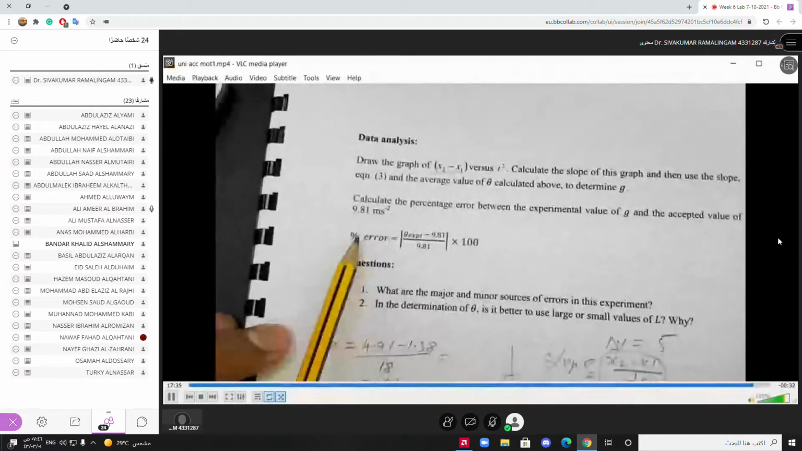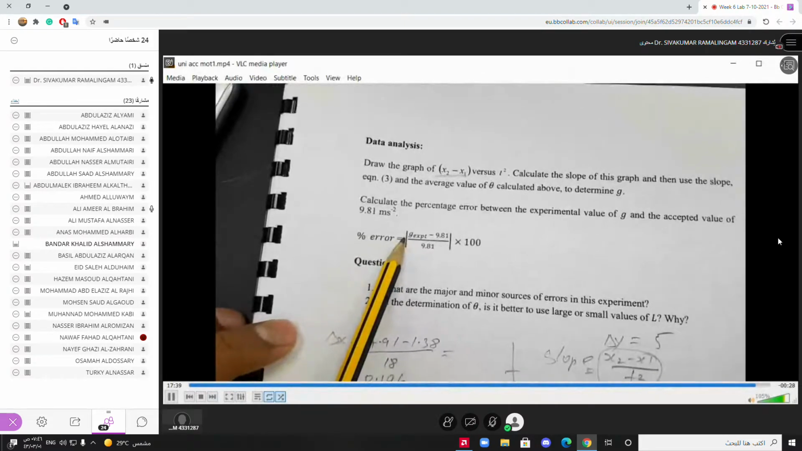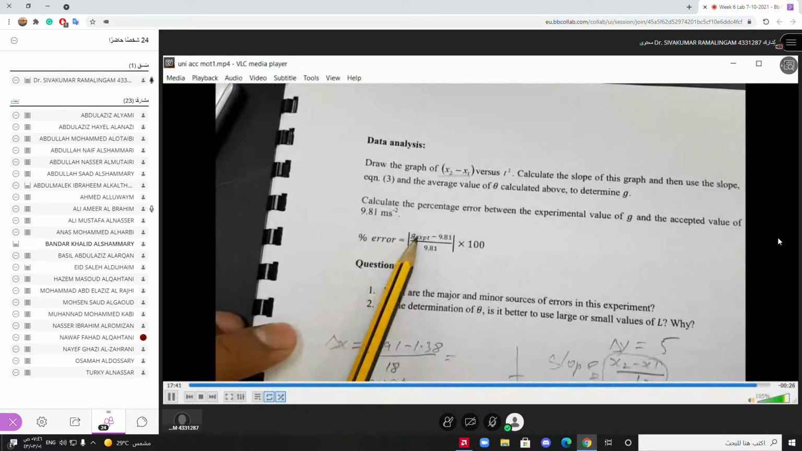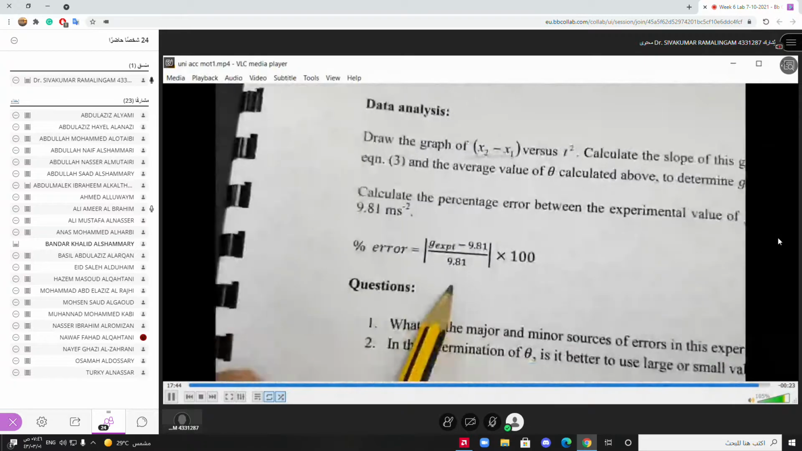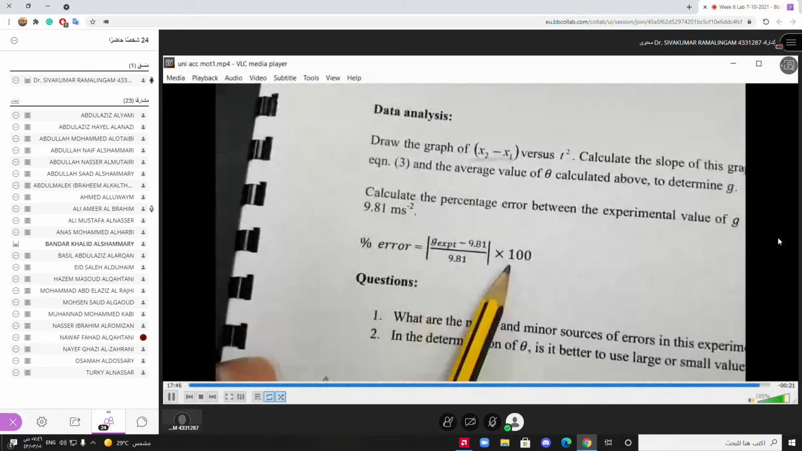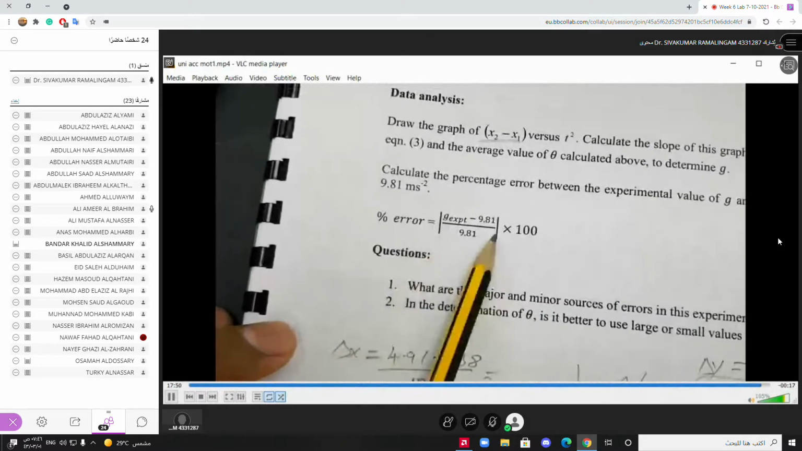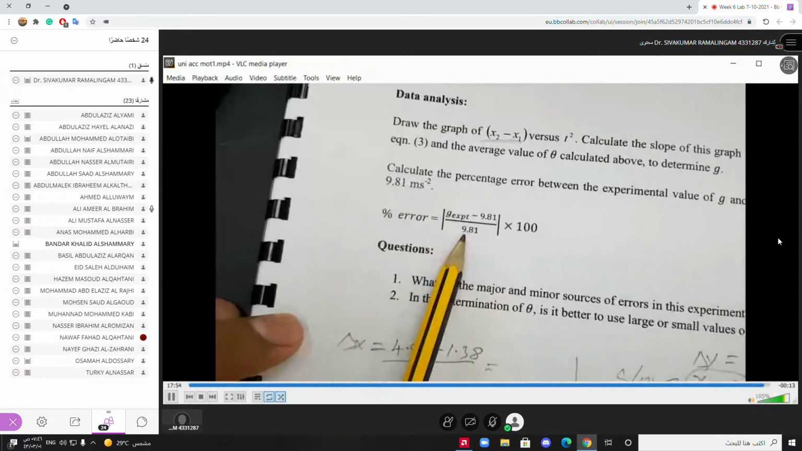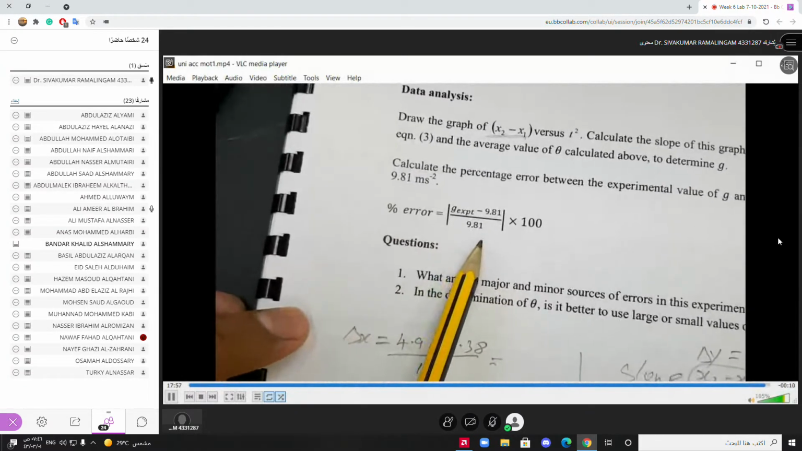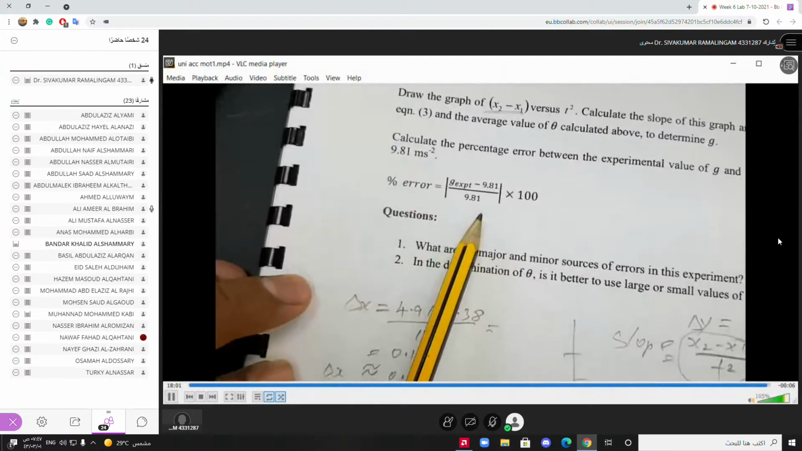The percentage of error. G experiment: how much value of G you got from your experiment right here? The accepted value of G is 9.81, divided by 9.81 into 100. Take the absolute value of your answer. That is the meaning of these two lines appearing in the front and back. And this gives you the percentage of error. The percentage of error should be less than 5%. Less than 5% value is accepted for this experiment.